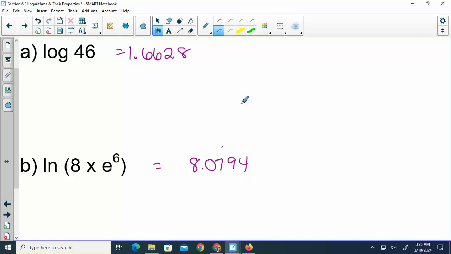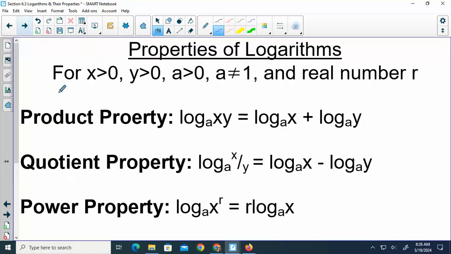The last piece that we are going to add in today is some properties of logs. We're going to do a little bit with it, and then we'll pick up there tomorrow. Does everybody know how to plug these in your calculator? So the first slide, I'm just going to have you guys write this stuff down, and then I'll talk about it.